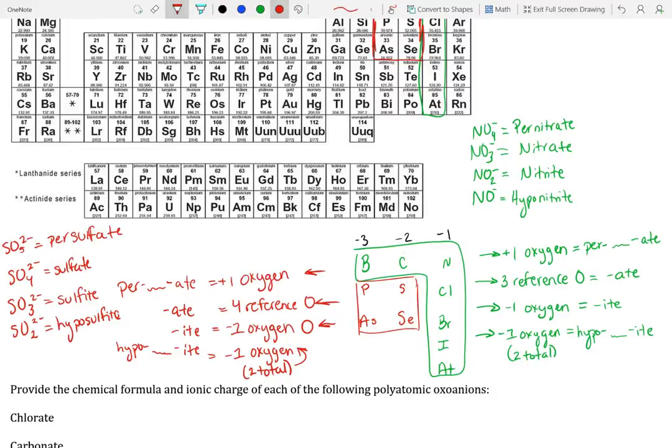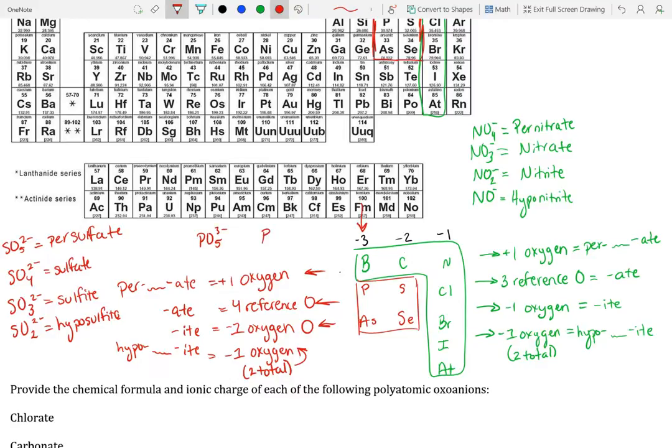So if you saw on your exam, what is the formula of perphosphate? Well, you would look at where phosphate is. It's in the area with 4 reference oxygens. And if you say perphosphate, remember per means you added an oxygen. So you would write PO5, because you know that phosphorus in the rule of 7 has 5 oxygens, making it perphosphate. And you would look at what column it is. It's in the -3 column, so you would write -3.